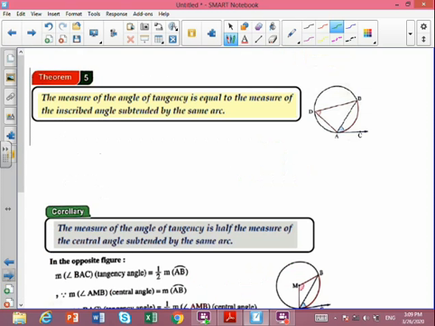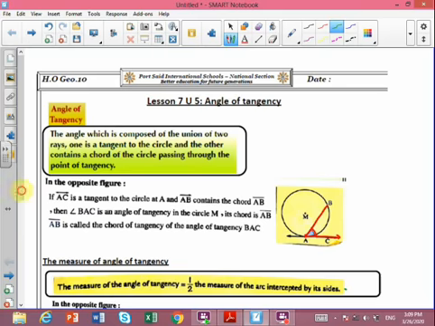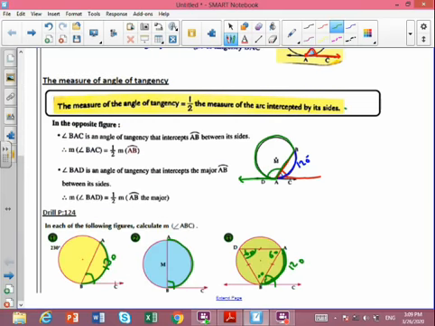What is theorem 5? And this is the last theorem we have. The measure of the angle of tangency equals the measure of the inscribed angle subtended by the same arc. Do you see this? As you see here, the angle of tangency, we got it 60. From something we studied before, this arc equals double the inscribed angle. So when you want to get the angle of tangency, it is half the arc.